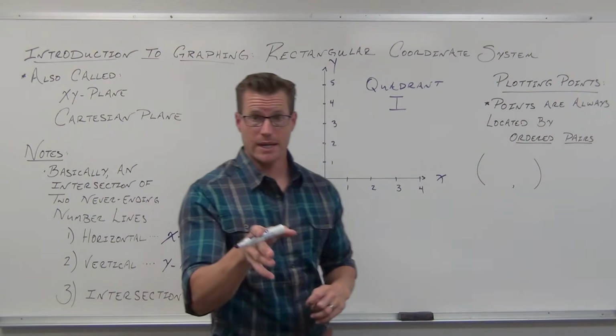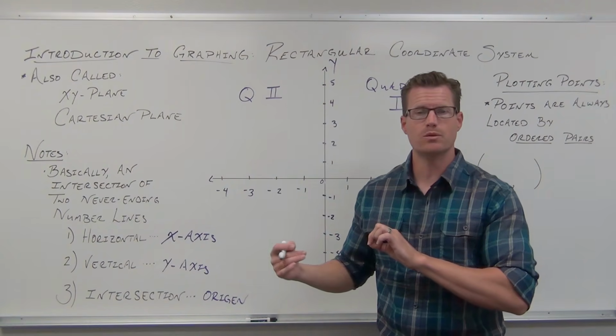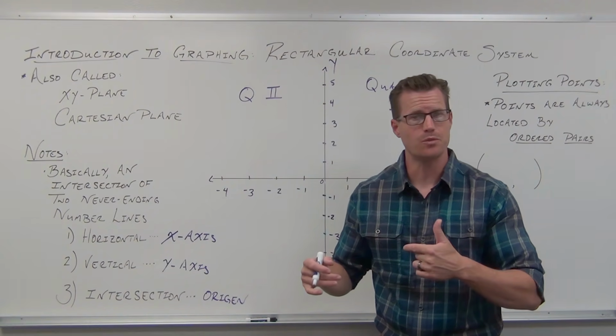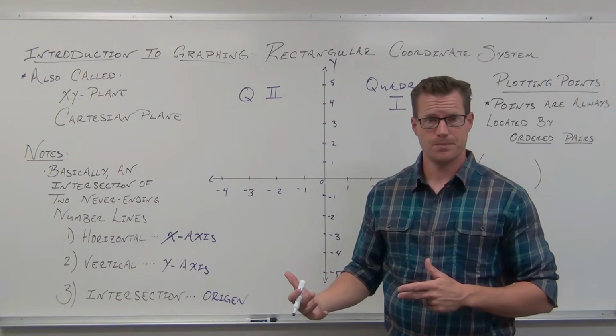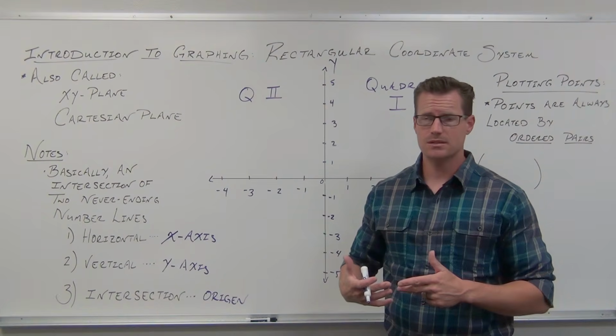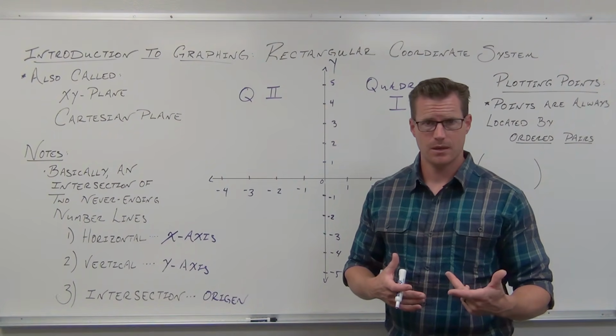Quadrant 2. Now, right now in your head, can you think about what the values of x would be and what the values of y would be in quadrant 2? Ask yourself that question before you move on. Are the x values positive or negative in quadrant 2? Are the y values positive or negative in quadrant 2? Think about that right now before I get to it.